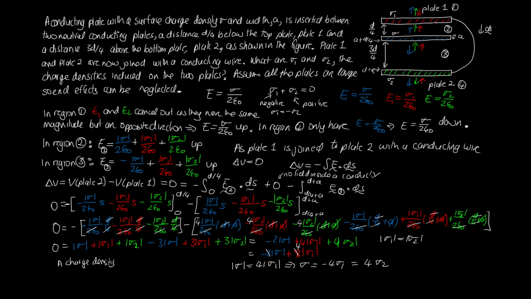So to answer the question, a charge density sigma 1 equal to negative sigma over 4 is induced on plate 1, while a charge density of sigma 2 equal to plus sigma over 4 is induced on plate 2. So you can see how we've used an awful lot of what we've learned so far to answer this question here, which is pretty cool.